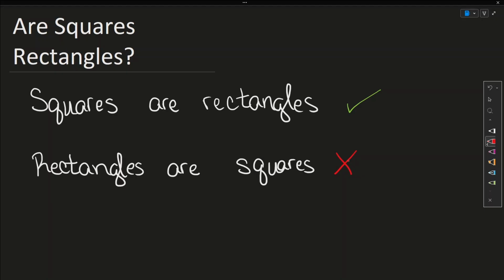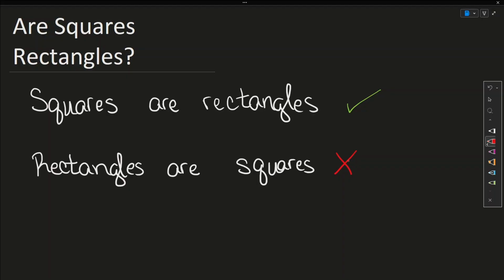So here's the key idea. Every square is a rectangle, but not every rectangle is a square. This is a wonderful example of how mathematics depends on definitions. Students need to focus on the properties that define each shape. So which properties of squares and rectangles matter most here?